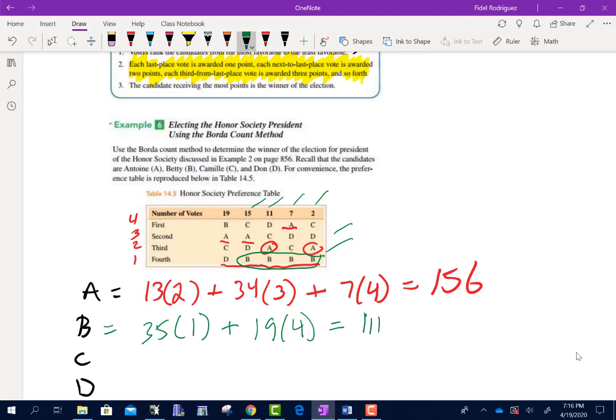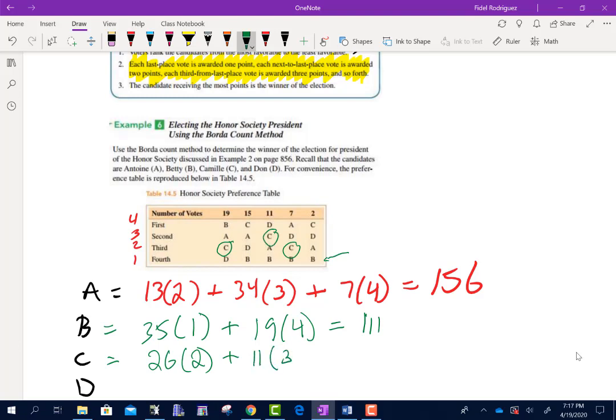Okay. Now, let's do the same thing for Camille. So I'm going to clean up some of this mess here, guys, so I can look for Camille here, okay? So Camille does not have any last place votes. She has 19 and 7, that's 26 third place votes, which are 2 points each. She has 11 second place votes, which are 3 points each. And she has 15 and 2, 17 in first place.